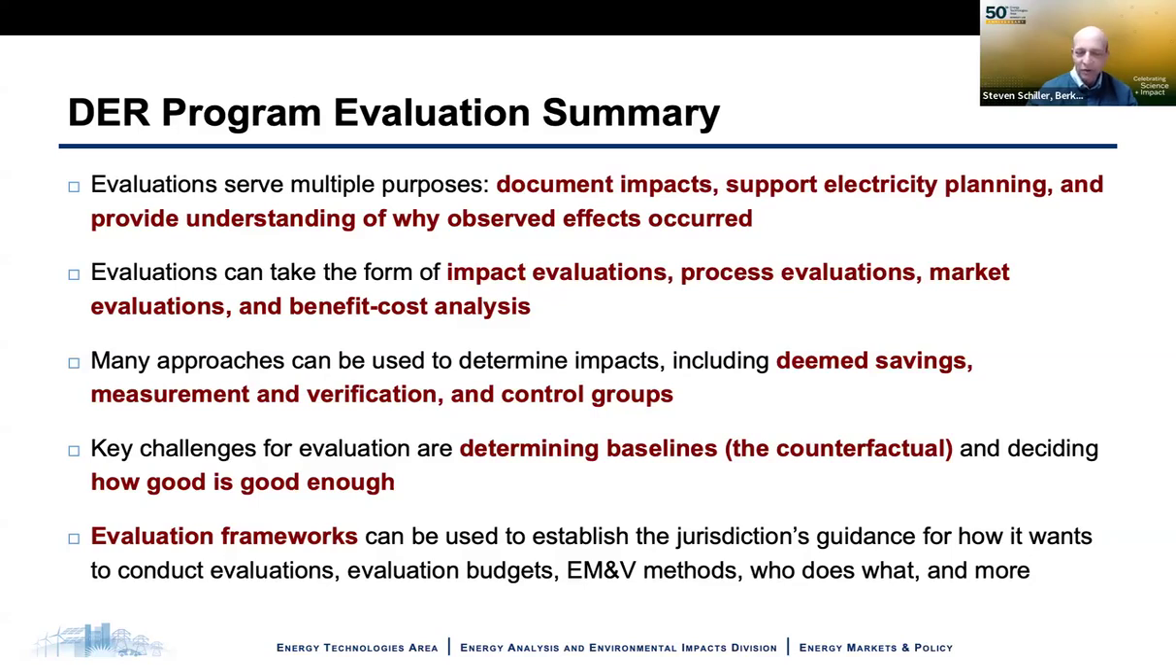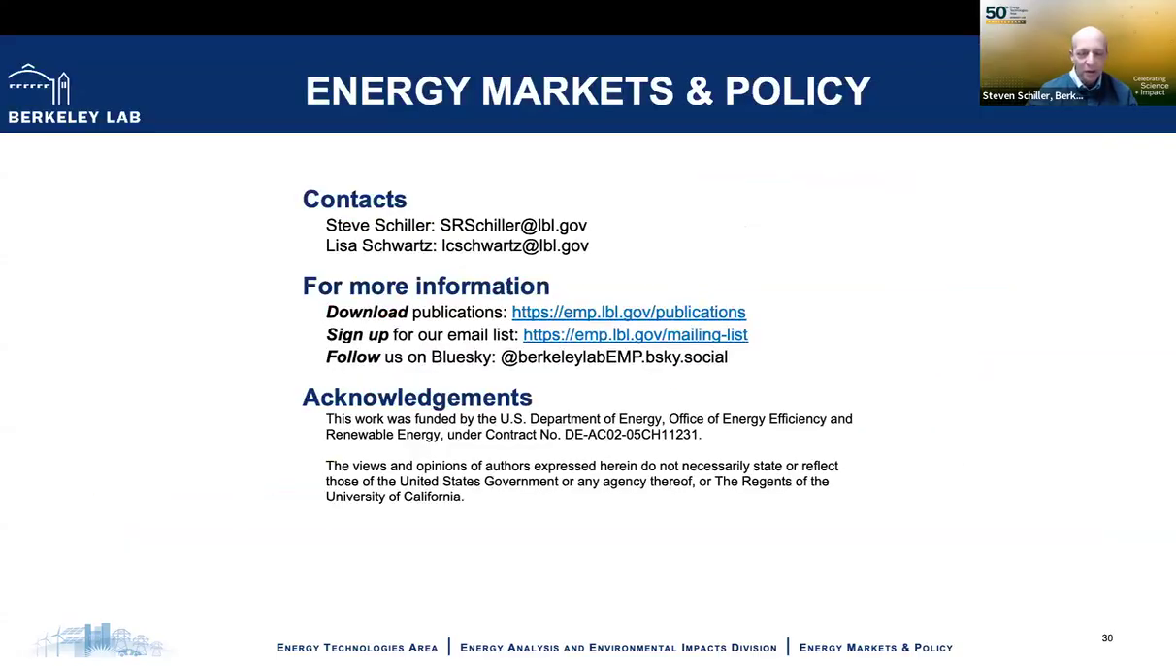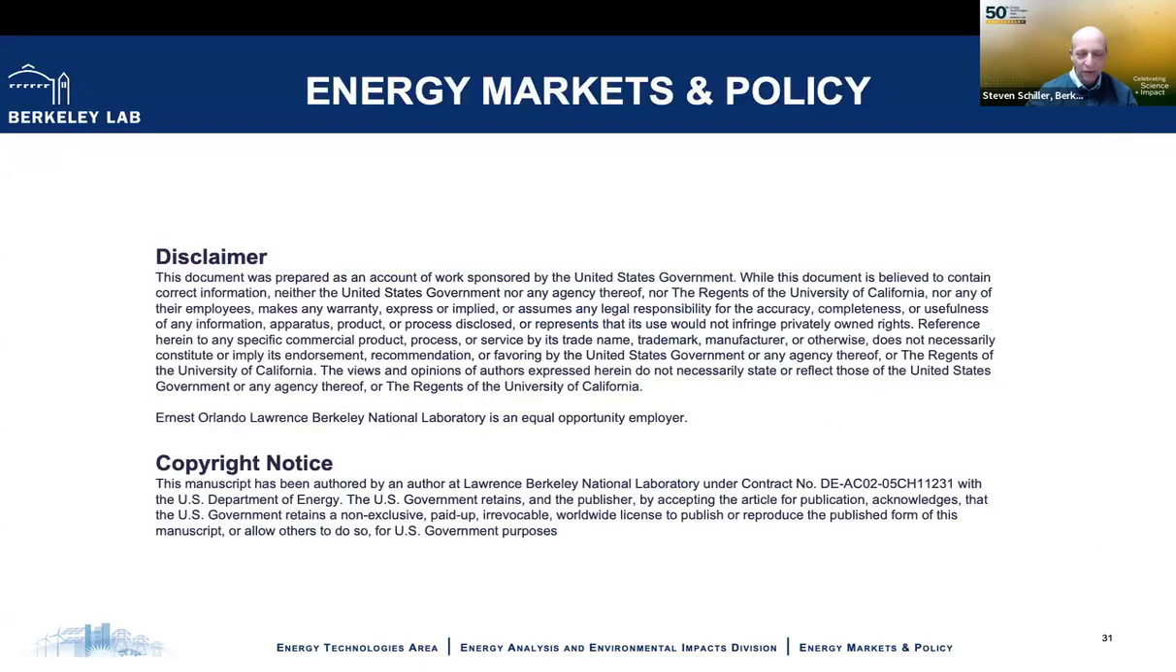Your key challenge is going to be establishing the baseline, or if you want to talk fancy, the counterfactual, and really deciding how good is good enough so that you have a cost-effective and useful evaluation. And that framework, that guidance can be an effective way to put that together. So with that, let's see, Lisa, if we have any immediate questions.